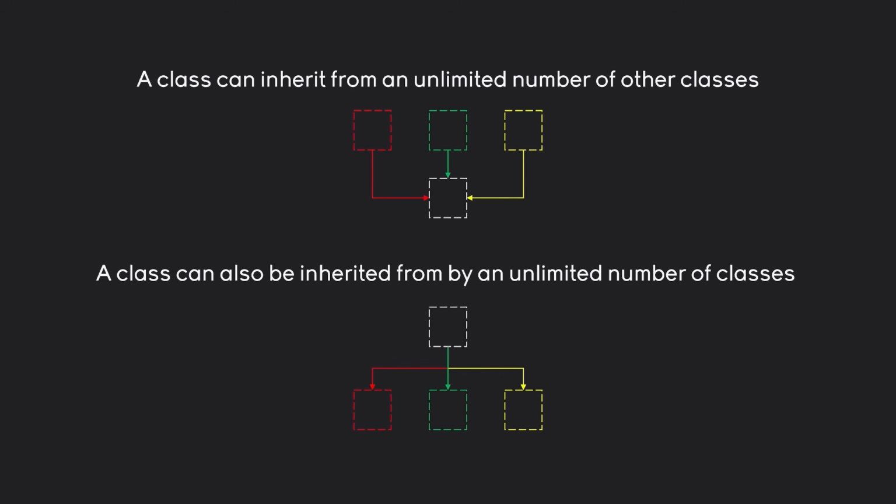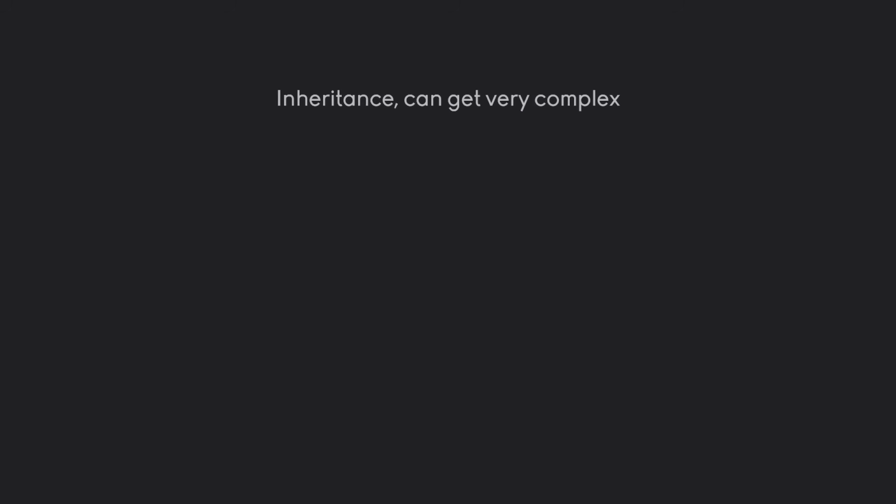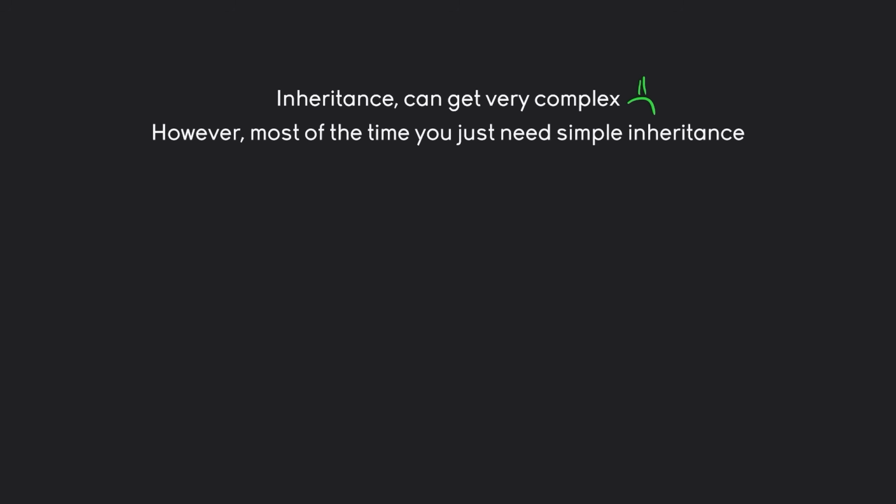Now, there's one thing you do want to be aware of though, and that is that inheritance can get very, very complex, up to a point where it really doesn't become fun to work with. And this is also the part where beginners really start to struggle because, well, I'm going to show you an example later on, but this can get very, very complex and really hard to work with. Fortunately, this is fairly rare. Most of the time, you just need simple inheritance, and this one is really easy to implement.